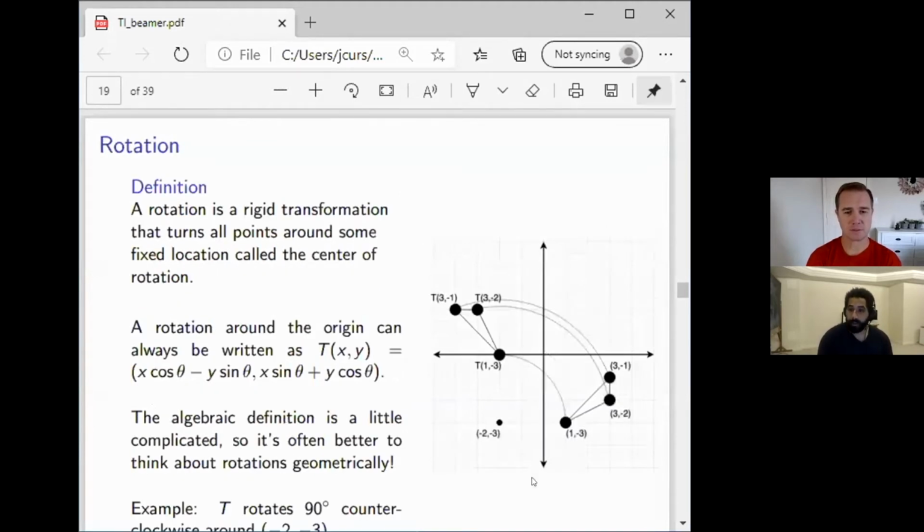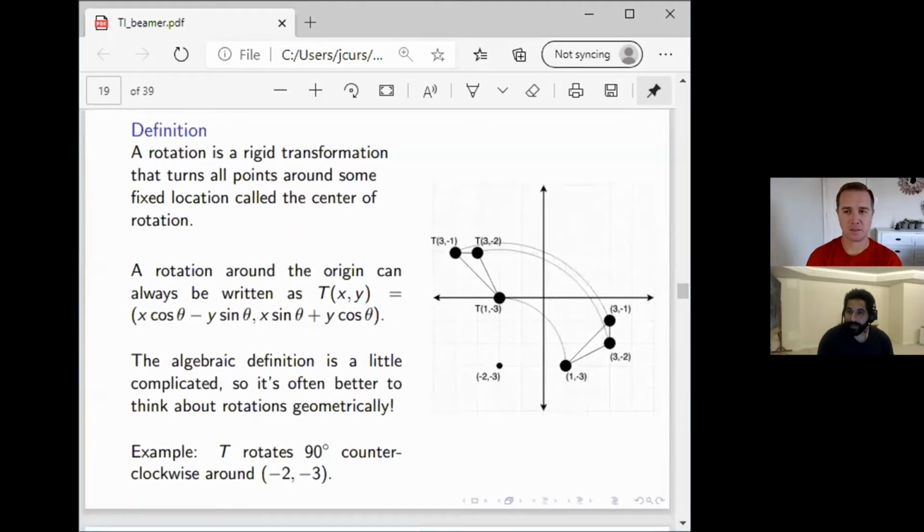Rotation. Oh, hold on a second. We're missing a little bit of the bottom of the slide. There we go. So a rotation, this is just a rigid transformation that just turns all the points around some fixed location, which we'll just call the center of rotation.